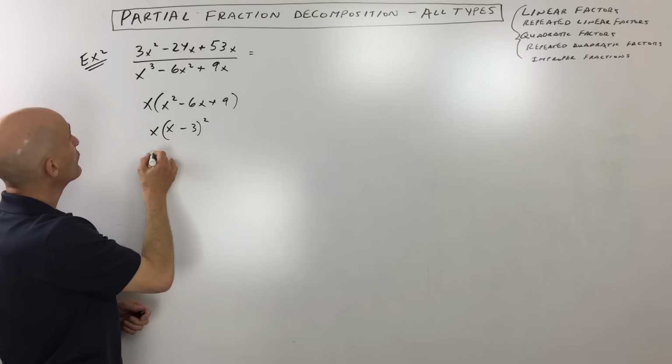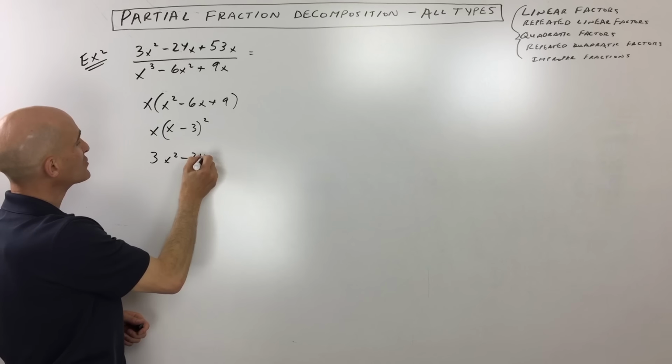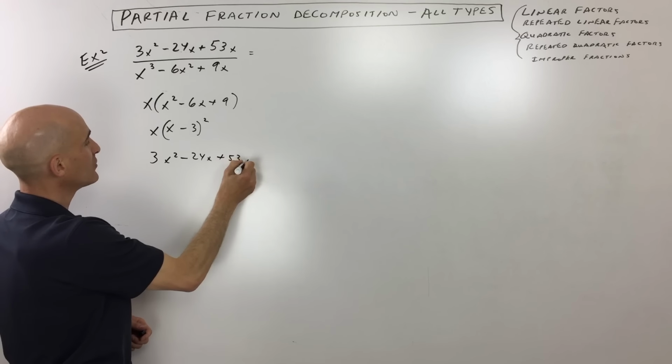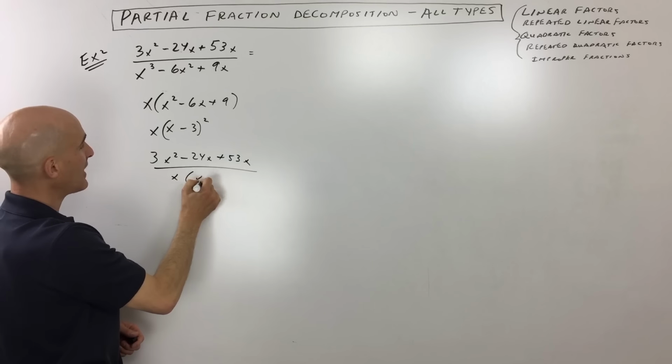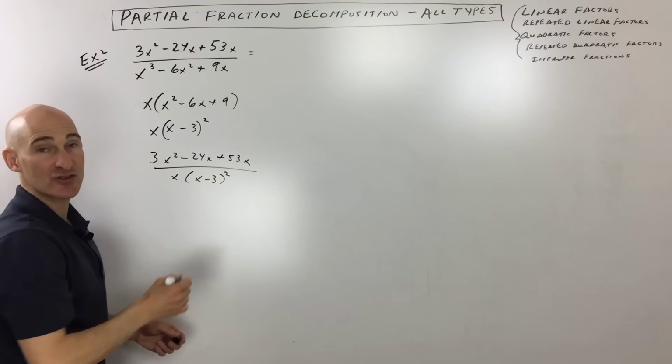So let me go ahead and rewrite this. We've got 3x squared minus 24x plus 53x all divided by the common denominator, or I should just say the factored denominator.